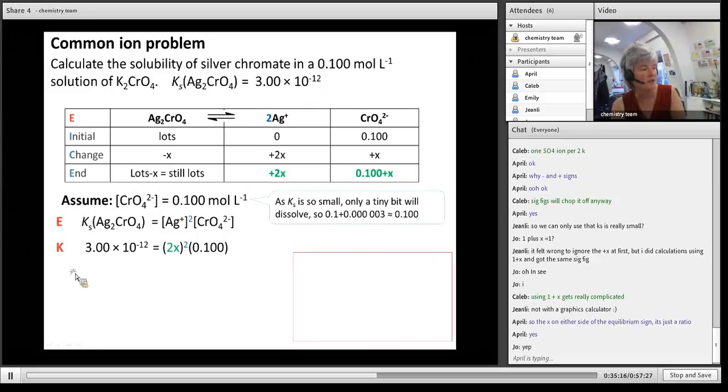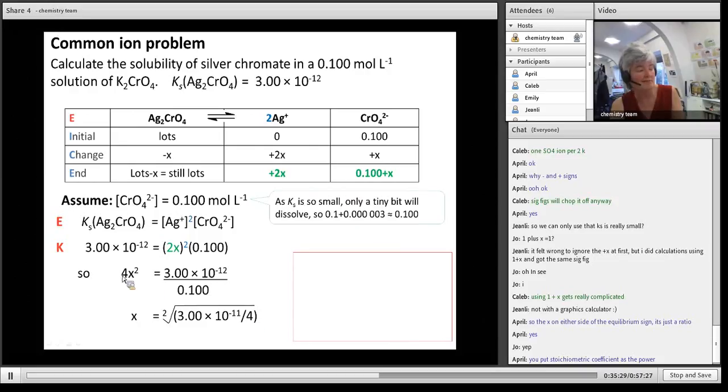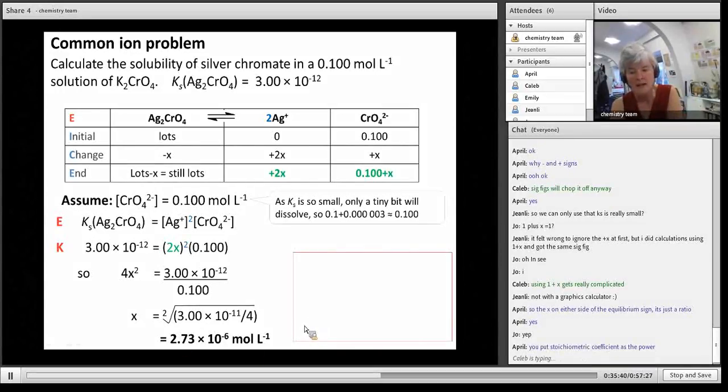And so the calculation is I've substituted in for these figures, and I get an answer. So I first divide by 4. It's a common error to take the square root before you divide by 4. Divide by 4 first and then take the square root, and you'll get an answer like that. Yep, so the stoichiometric coefficient is the power. Yep, and that comes in under, you know, the level 2 equilibria things. I think I covered that.